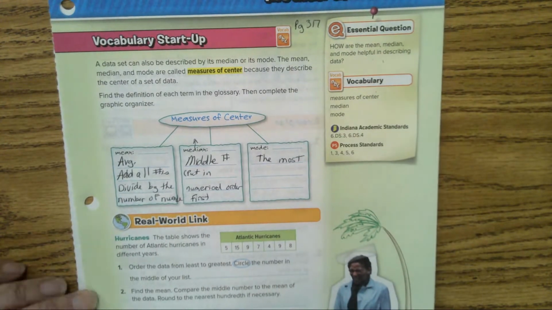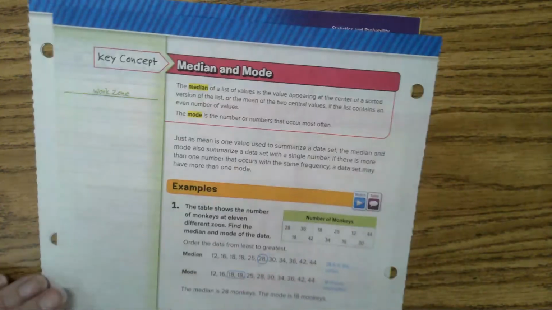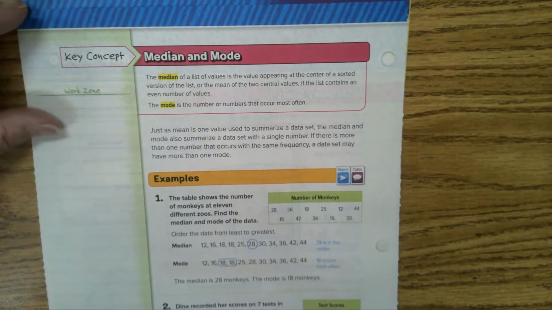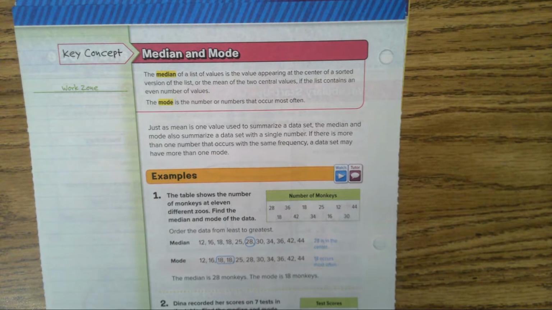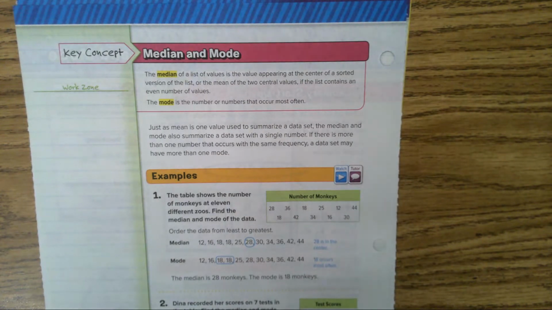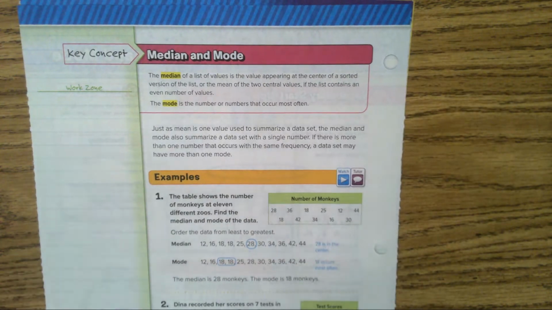We're going to skip the real world link and go on to page 318. And here they give you the definitions from the book. The median of a list of values is the value appearing at the center of a sorted version. Here they're using the words sorted version of the list, of the mean of the two central values. If the list contains an even number of values, you add them together and divide by 2. You add the two middle numbers together and divide by 2. The mode is the number that occurs the most often.